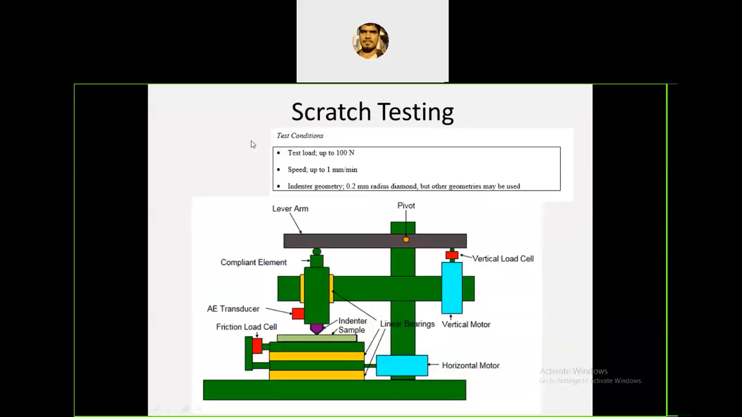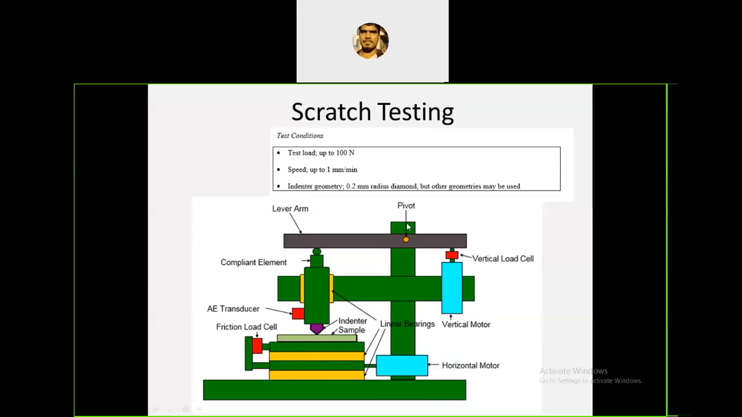Here also it is a standard equipment and it is also used to test the wear rate in the laboratory. It has a horizontal motor as well as a vertical motor just to move the arm, and this arm is with the indenter. The test specimen, this light green one, is placed on the table. It is called a friction load cell, and everything is fitted with the table.